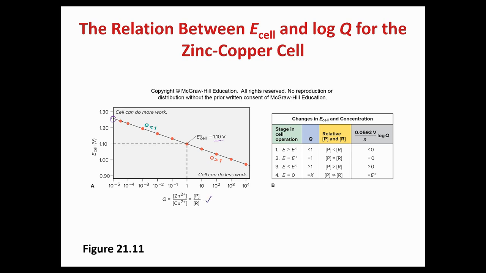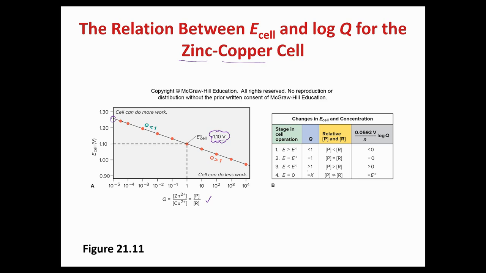So let's go through this one more time. When Q is less than 1, E of cell is greater than E naught, and that means that you can do more work in that battery. Ultimately, E cell equals E naught of cell. The ratio is 1. That's our standard conditions. This is the back of the book stuff. Please don't confuse that with being at equilibrium. That's not the case for a zinc copper cell, something that's going forward, very forward driven.